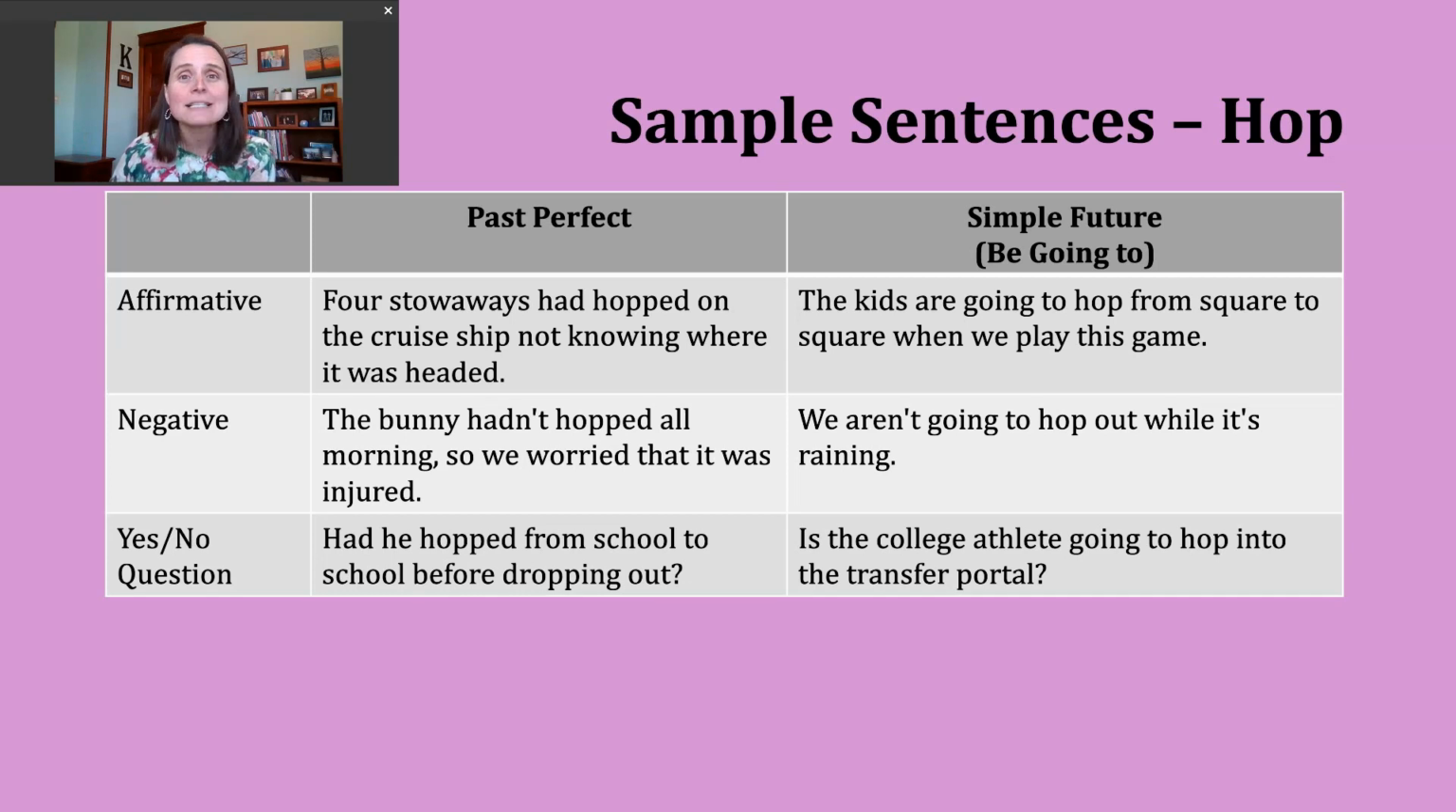To make past perfect sentences, our structure, or the pattern in which we make sentences, will stay the same. So we'll always start with a subject, then we're going to use the past form of have, that's had, and then you use the participle form of the verb. And because hop is a regular verb, our participle looks exactly the same as the past tense. Here is an example. 4 stowaways had hopped on the cruise ship not knowing where it was headed.